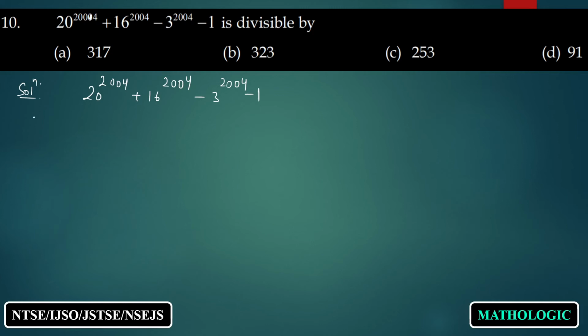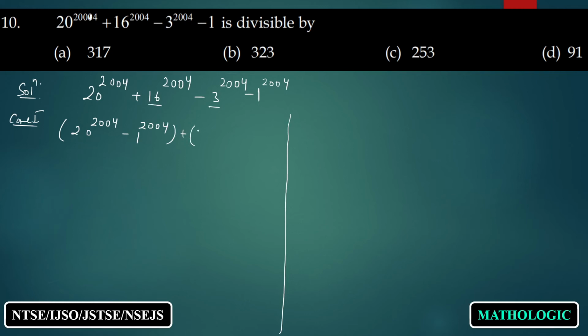So how are we going to find this? We are going to divide it into two cases, and we will discuss them one by one. Case 1: we can rearrange these numbers like 20 to the power 2004 minus 1 to the power 2004. Since 1 to the power any number is 1, there's no harm in doing so. And the second term will be 16 to the power 2004 minus 3 raised to the power 2004.